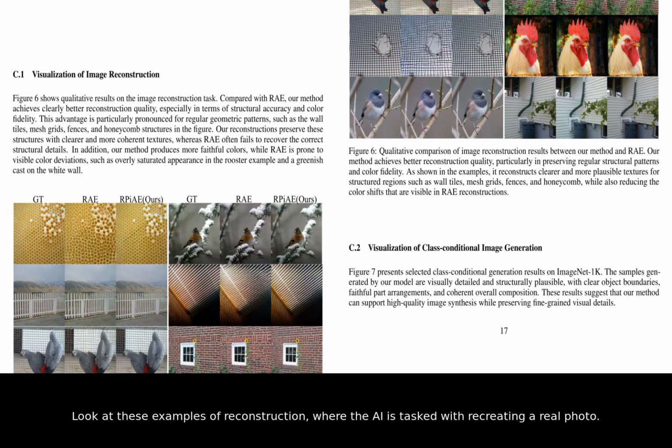Look at these examples of reconstruction, where the AI is tasked with recreating a real photo. The RPiAE model captures regular geometric patterns like wall tiles and mesh grids perfectly. Older models often failed to recover these structural details, leading to blurry or distorted textures.